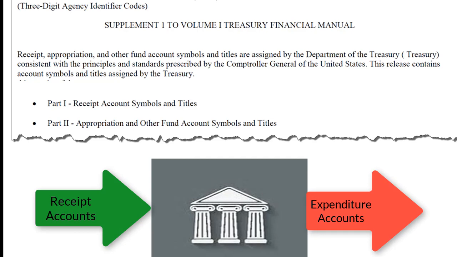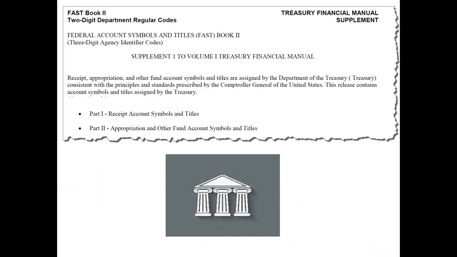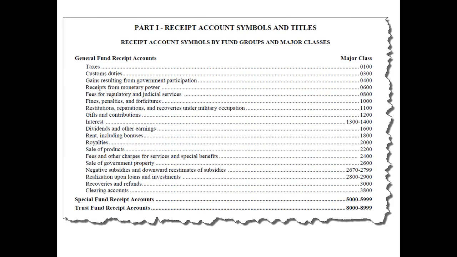As an aside, the federal deficit, or surplus, is calculated by comparing the income received into receipt accounts with the disbursements or outlays paid out of the expenditure accounts. Receipt accounts are separated into two major groups: federal and trust. Federal receipt accounts are further separated into general and special. Here is the listing of receipt account symbol ranges from the FAST book.